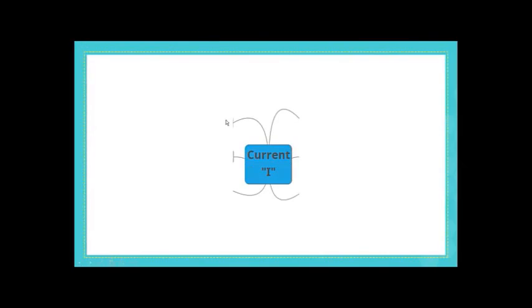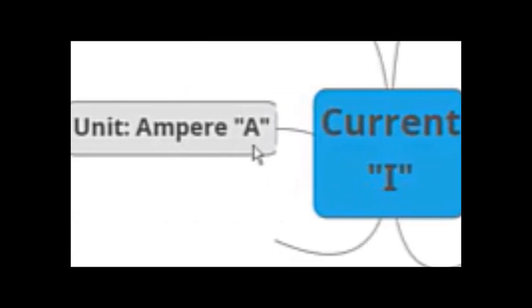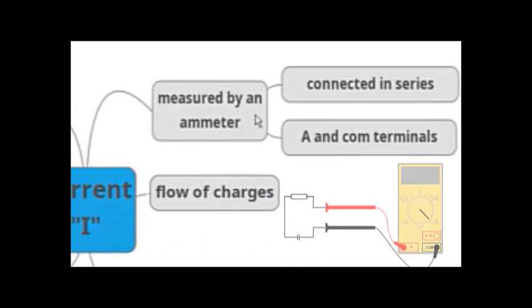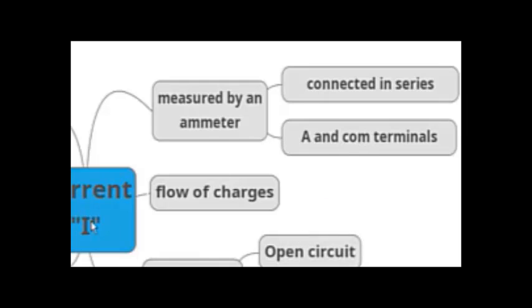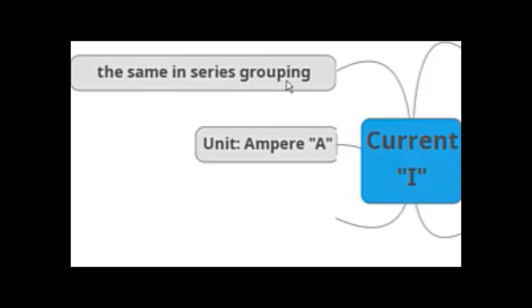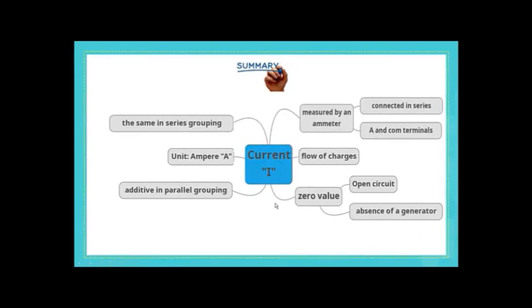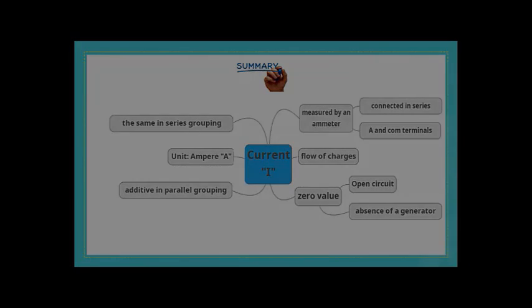Concerning current, current is the flow of charges represented by the letter I and measured in ampere. To measure the current, we use an ammeter which is connected in series, and the terminals to be used are the A and COM terminals. We can get zero value of current if the circuit is open, and in the absence of a generator, in the absence of voltage. Current is the same in series grouping, but it is additive in parallel grouping. So this is everything about this lesson.